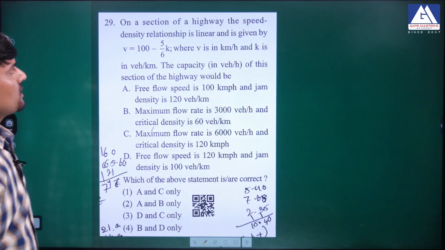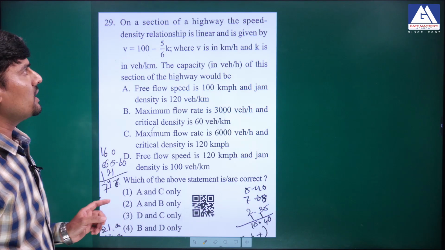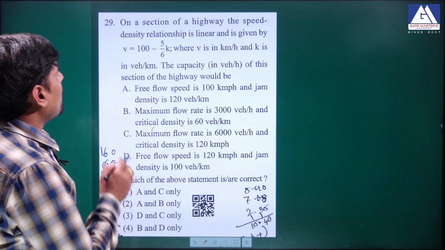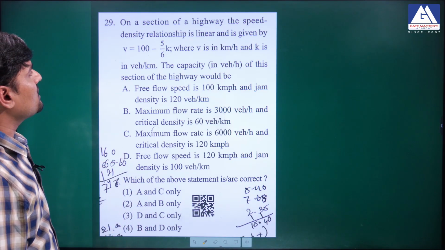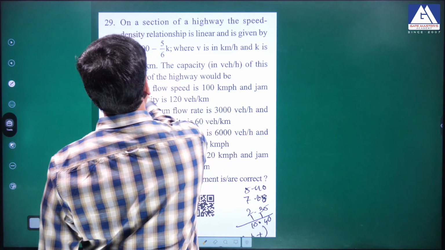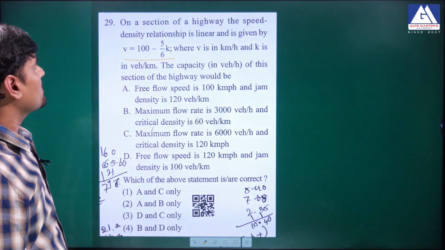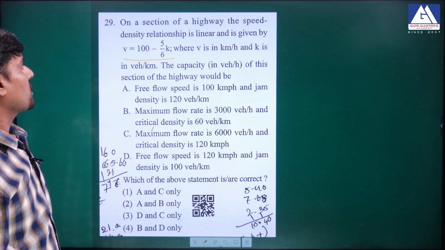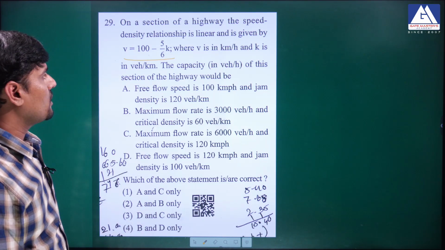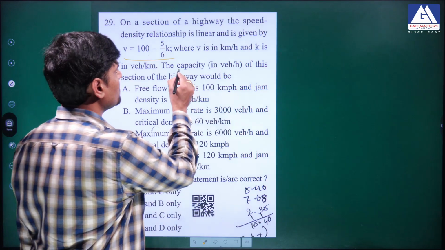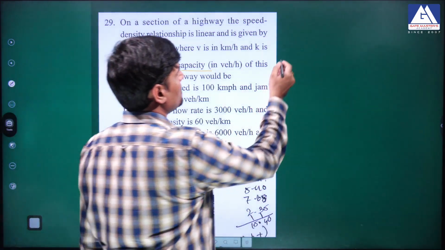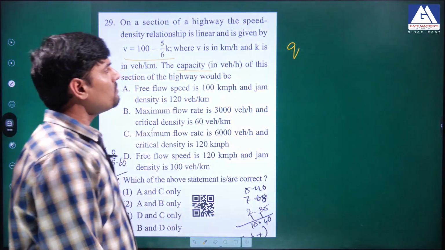The next question is also related to traffic engineering, and it is related to traffic stream fundamentals. On a section of a highway, the speed-density relationship is linear and is given by V equal to 100 minus 5 by 6 K, where V is in kmph and K is the density in vehicles per kilometer. The capacity of this section of the highway would be... So what he is asking is to calculate the capacity. What is meant by capacity? Capacity is nothing but the maximum flow, Q max.